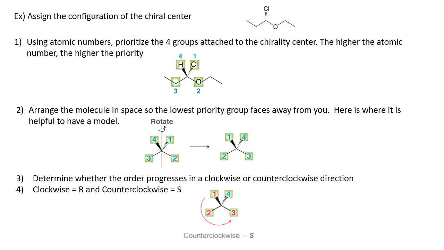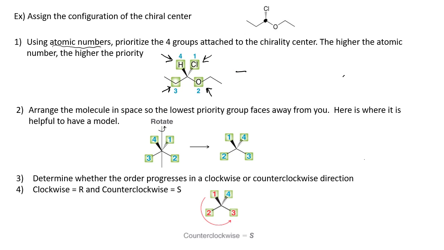If we want to identify the configuration of the chiral center here, step 1 is to use the atomic numbers to prioritize our 4 groups. Chlorine has the highest atomic number, so that gets a 1. Oxygen has the next highest atomic number, that's a 2. Carbon is the next highest, that's 3. And hydrogen is a 4, the lowest atomic number. So, step 1, we've assigned our priorities.